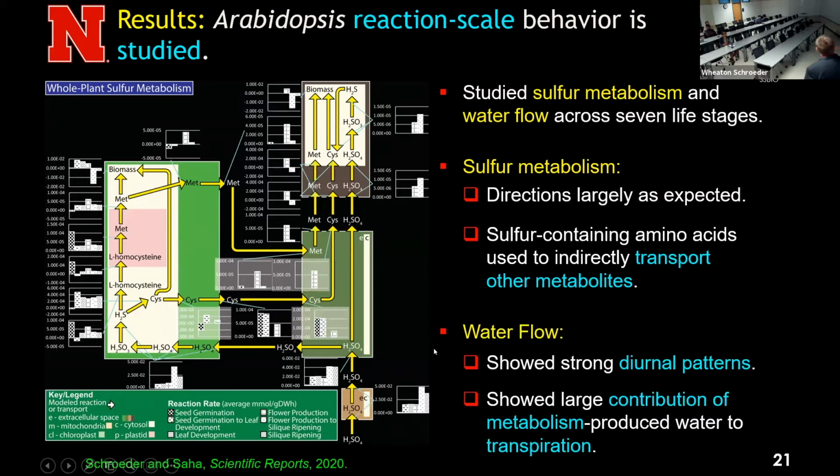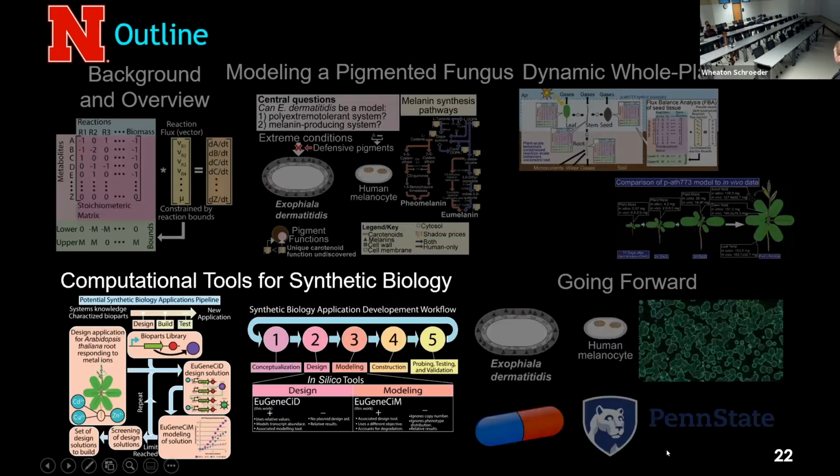For water flow, we made a similar diagram, but I'll just share the broad results here. First, we were able to show the strong diurnal patterns of water flow across the plant that are caused by transpiration and metabolism. We were also able to show in this model, which was a slightly surprising result, that the contribution of water from the metabolism to that which is transpirated is actually quite significant. So that's something that we did not expect to see that we did. So that basically covers all my work up to my comprehensive examination, which was last year.